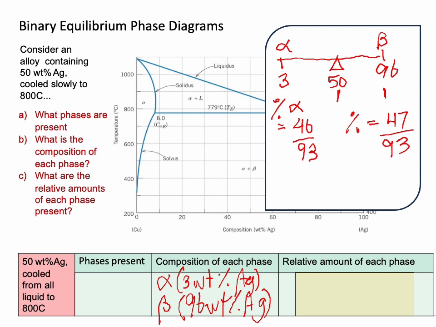Okay, 46 divided by 93, yeah, 49.4. So we could probably say alpha is 49% present and beta would be 51. Close to 50-50.